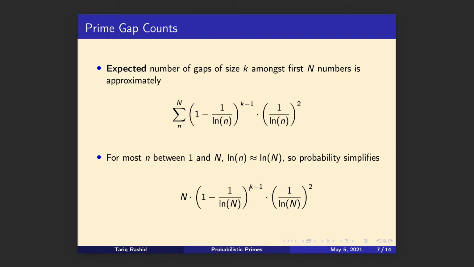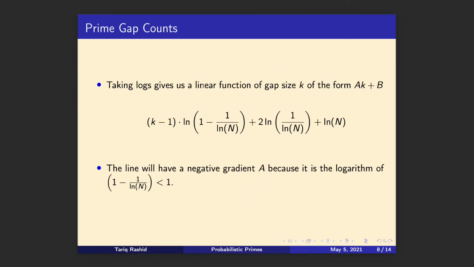So actually, now let's take the log so that this becomes a multiplication rather than a power. If we take the logs, we have the log of the count is k minus 1 times something plus some little things there, some constants. And this is linear in k, so we should expect a straight line. And in fact the gradient should be negative, because if we have a line of the form ak plus b, then a is this, and that's 1 minus a small amount, so this is always less than 1, so the log is always negative. So we should expect a straight line which is falling.